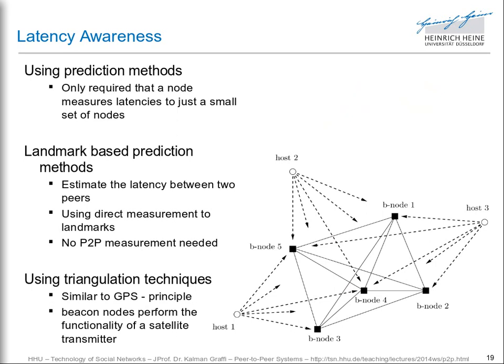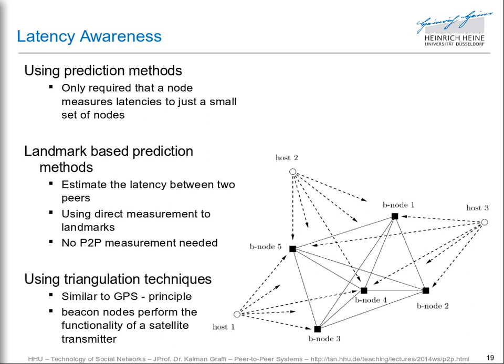Okay, the other awareness is the latency awareness. Yes, a peer may benefit from the latency awareness, where a node connects to low latency nodes. Yes, it is very expensive to measure, like I said, the latency to every node. So we use here something like a landmark-based prediction method.